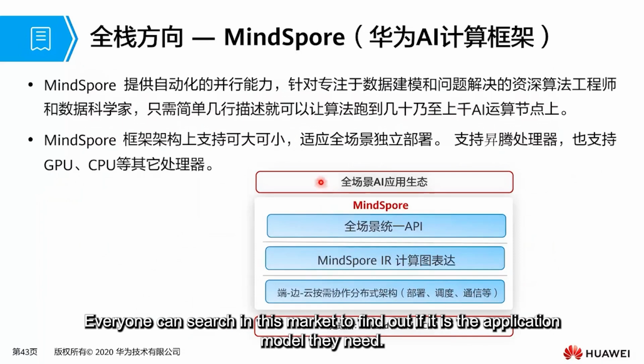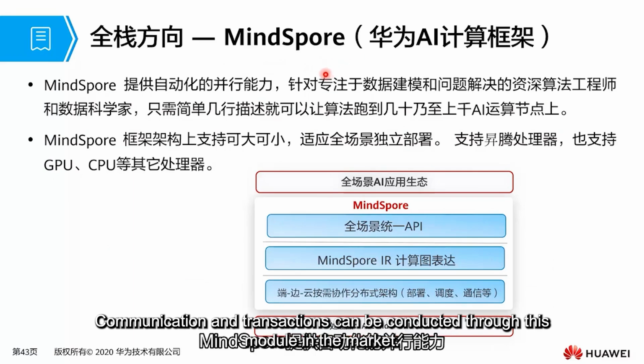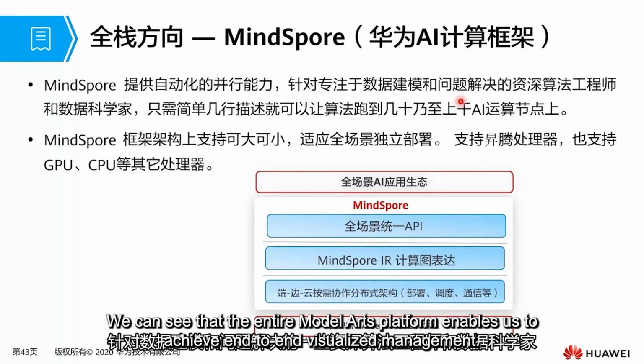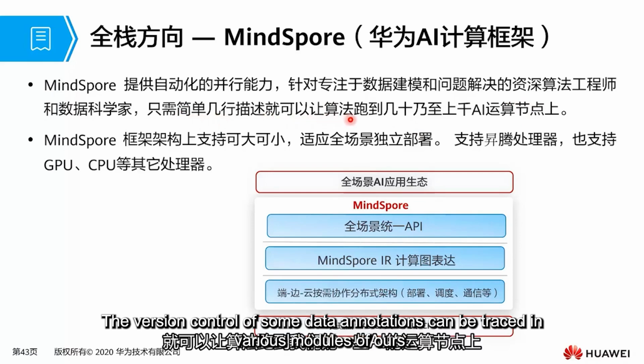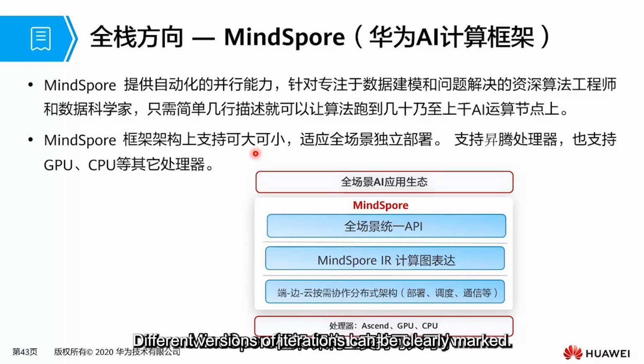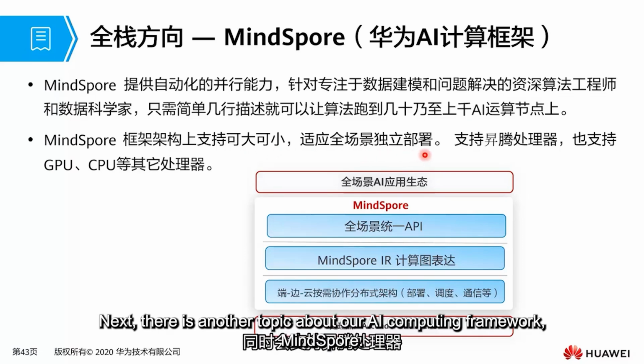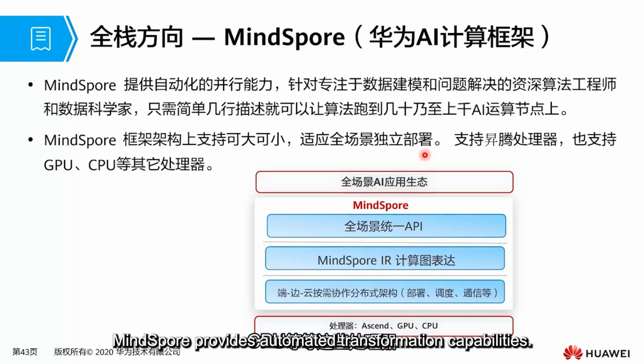Next, there is another topic about our AI computing framework, MindSpore. MindSpore provides automated transformation capabilities for senior algorithm engineers and data scientists in data modeling and problem solving. Just a few simple descriptions are needed to run our algorithm on our AI computing nodes. The MindSpore framework supports adaptive independent deployment for various scenarios, scalable to large or small scales. It will also support our deep processors. It can also support processors like GPU, CPU, and so on.